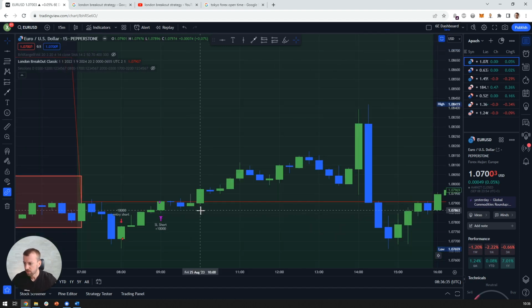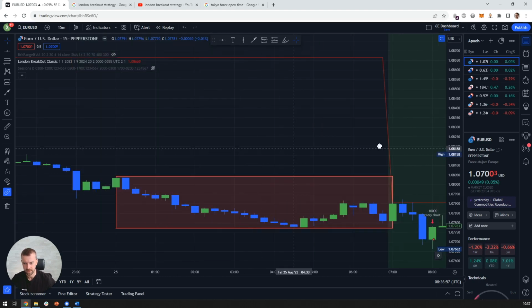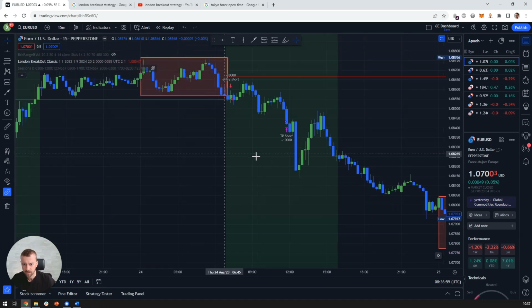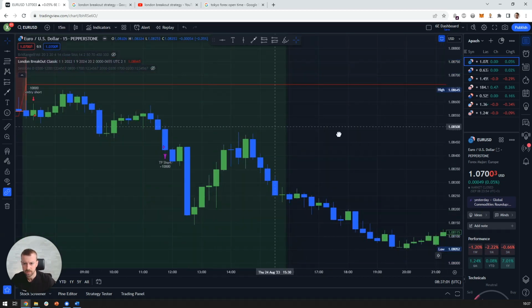So this code also calculates the exact distance between our entry point and the stop loss. For us, it's always important that we maintain a risk-reward ratio of 1, meaning that our take profit is always the same number of pips away from our entry as the stop loss. And I'm going to show you this as well.